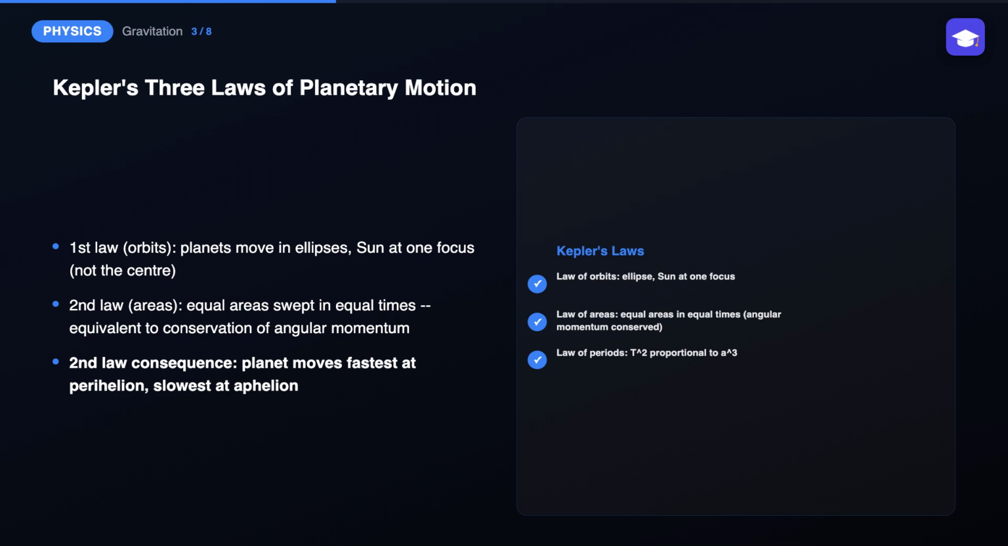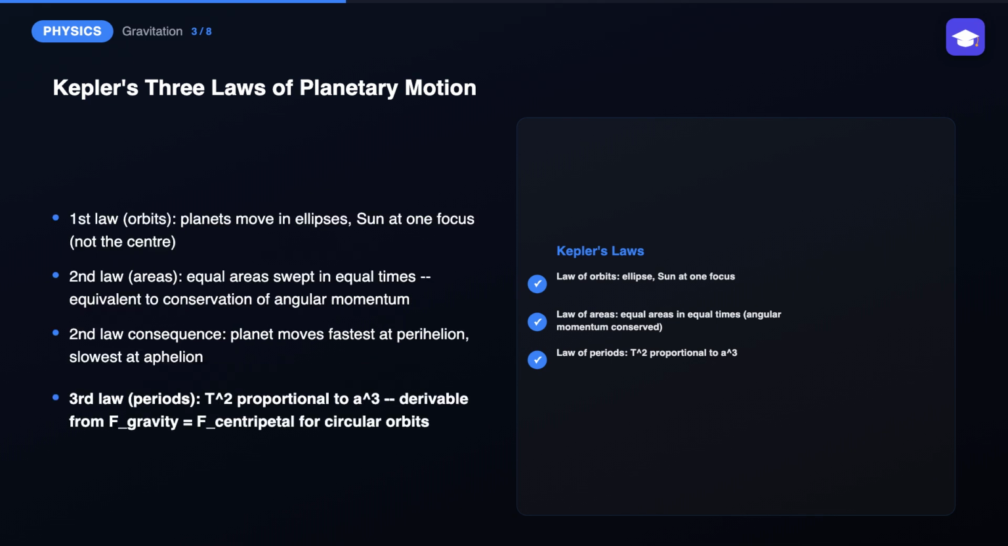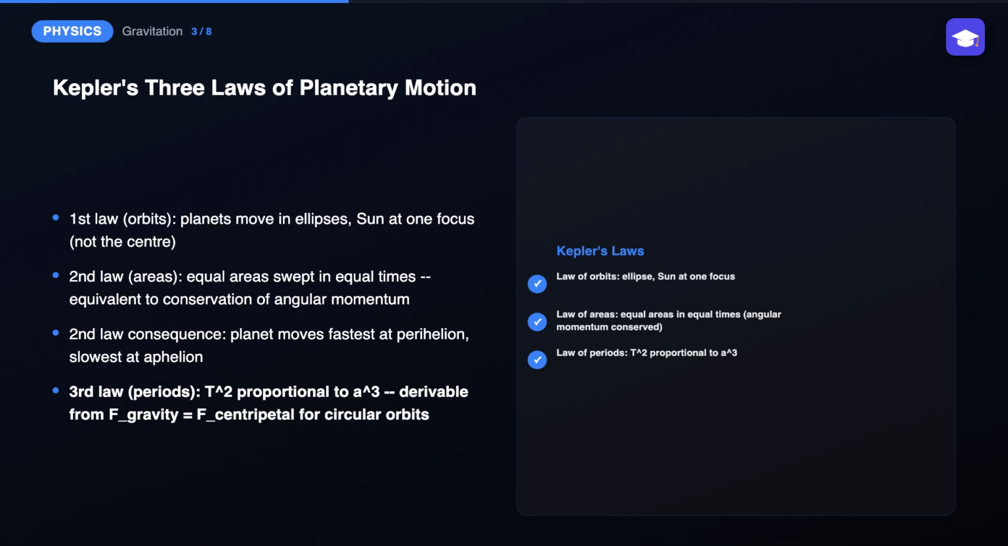Kepler's third law, the law of periods, states that the square of a planet's orbital period is directly proportional to the cube of the semi-major axis of its orbit. T squared is proportional to a cubed, and this specific relationship can actually be derived directly from Newton's law of gravitation combined with the requirement for circular orbital motion, by equating gravitational force to the required centripetal force, giving T squared proportional to r cubed. JEE loves this technique: deriving it from first principles for a circular orbit rather than simply quoting it.